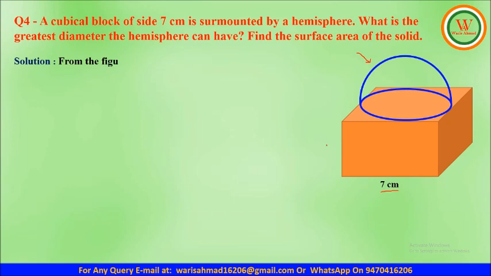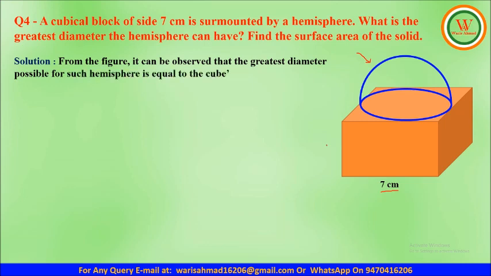From the figure, it can be observed that the greatest diameter possible for such hemisphere is equal to the cube's edge, that is 7 centimeter. It means that the diameter of this hemisphere must be equal to the edge of this cube. Since the edge of this cube is 7 centimeter, hence the diameter of this hemisphere will also be equal to 7 centimeter. So we got the answer of the very first question. What is the greatest diameter the hemisphere can have? That will be equal to 7 centimeter.